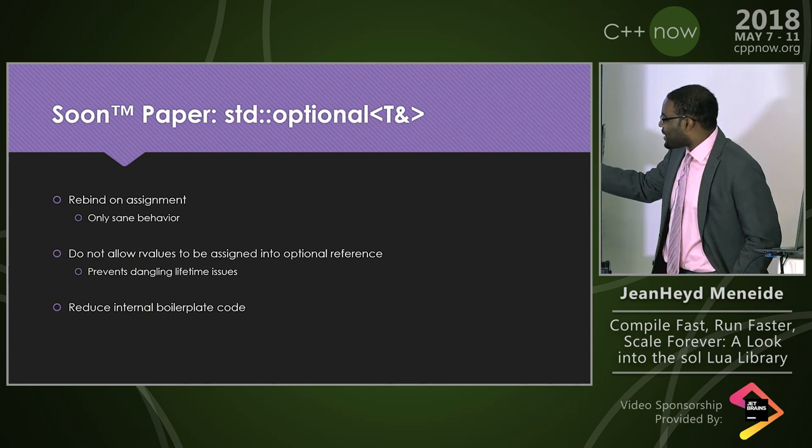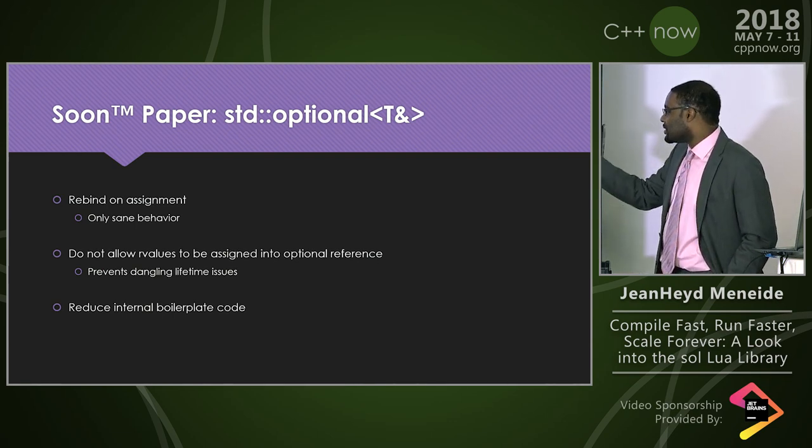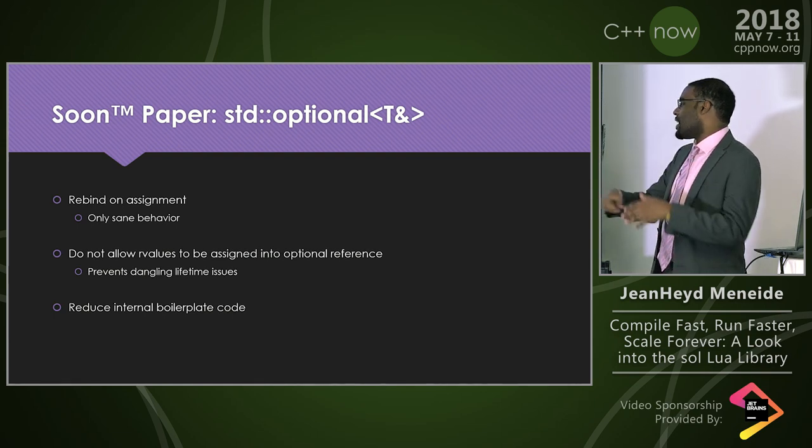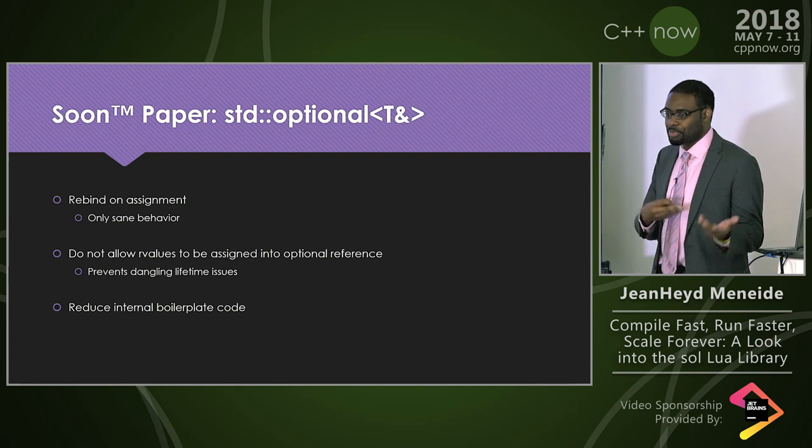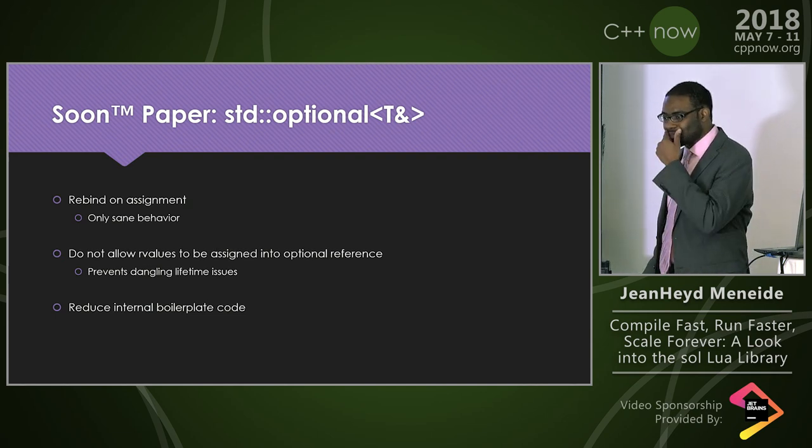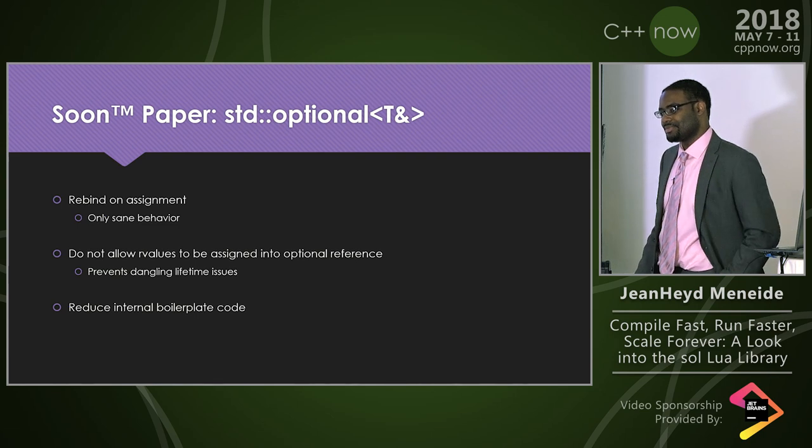Optional reference should rebind on assignment. It's the only sane behavior. You don't allow R values to be assigned to the optional reference to prevent dangling lifetime issues, and you reduce internal boilerplate code that I and other people would have to do with std optional. Why have star on an optional? If you want to assign through to the thing, then just use star optional.